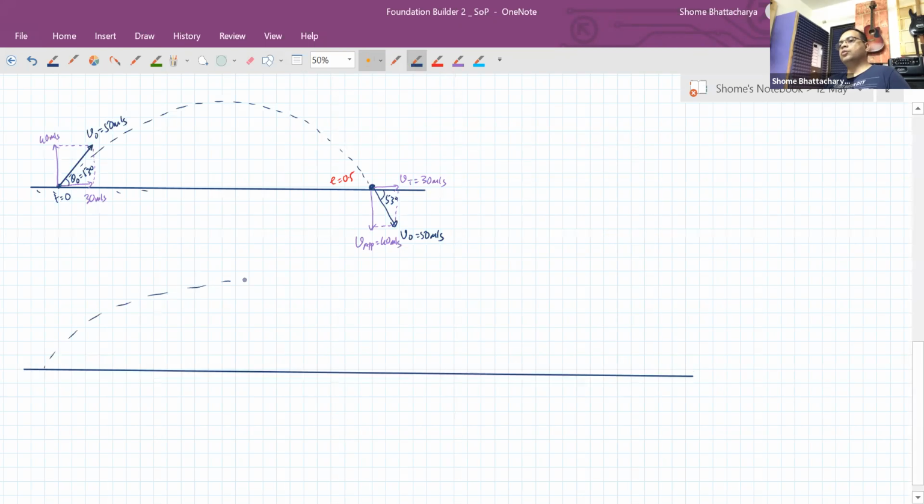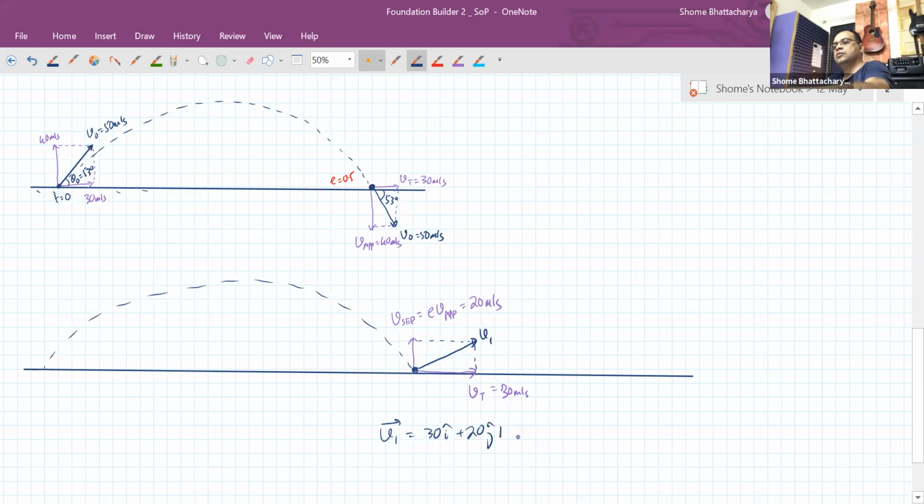Okay, so immediately after the first impact, what will happen is that the normal component will become E times the approach velocity. So this will become a separation velocity, which is E times the approach velocity. So it will become 20 meters per second, whereas the tangential component of velocity will remain conserved. So that will be 30 meters per second. So accordingly, your velocity after the first impact, let us say that is v1. So v1 as a vector will become 30 i cap plus 20 j cap in meters per second. Because this projection velocity v0 in component form was 30 i cap plus 40 j cap.